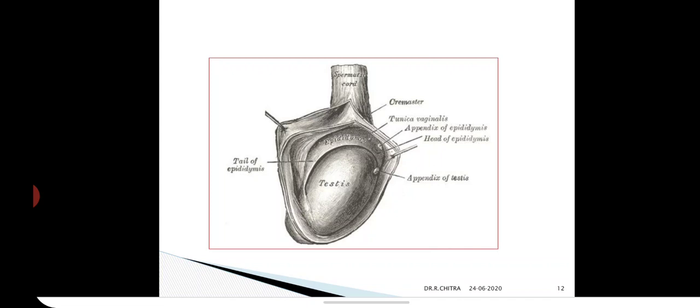What you are observing in this image is, one more thing you can observe is, laterally on the left side, that gap is the sinus of epididymis, and on the right side you are seeing the appendix of testis, that you can note.